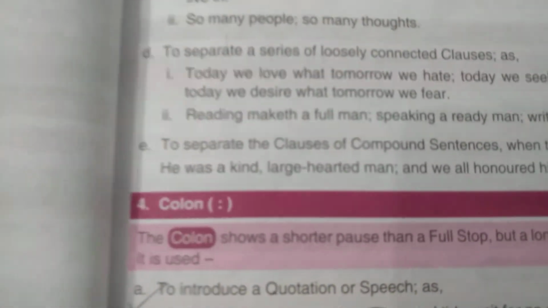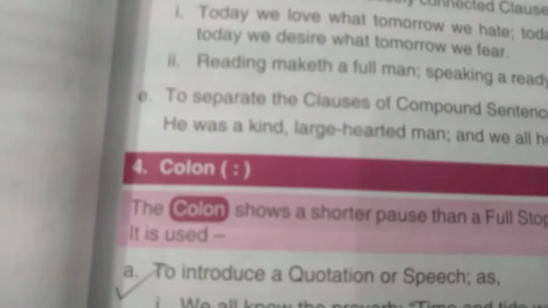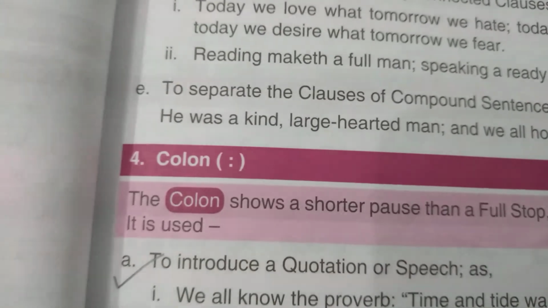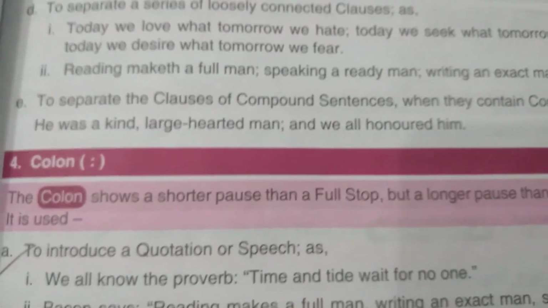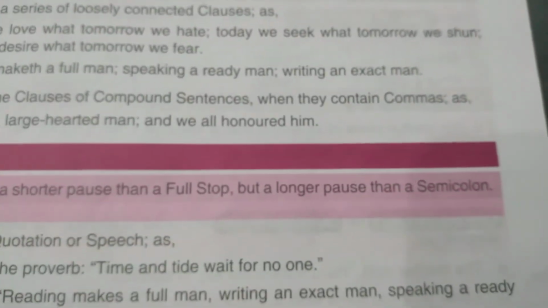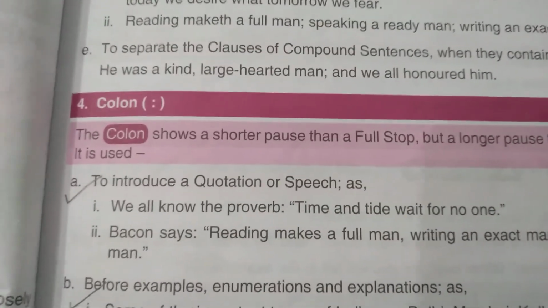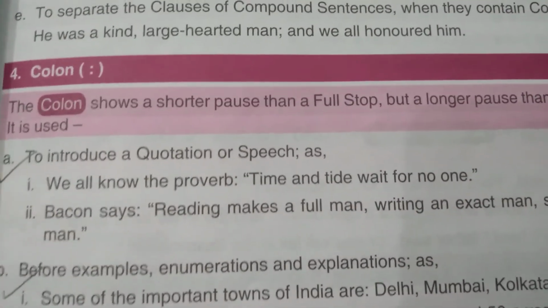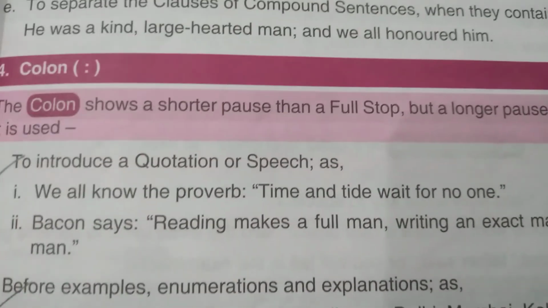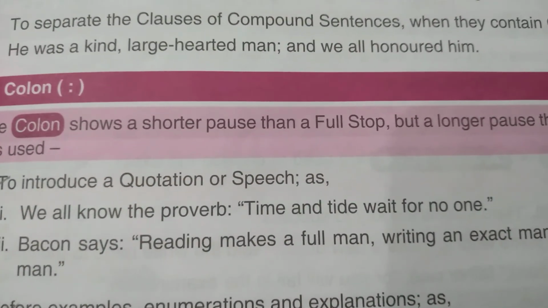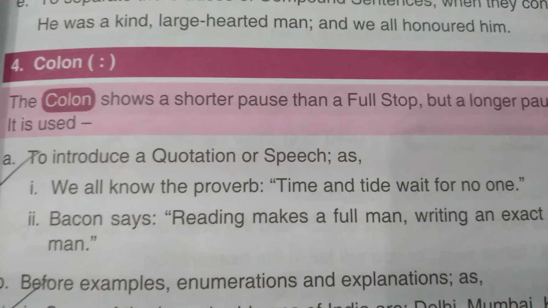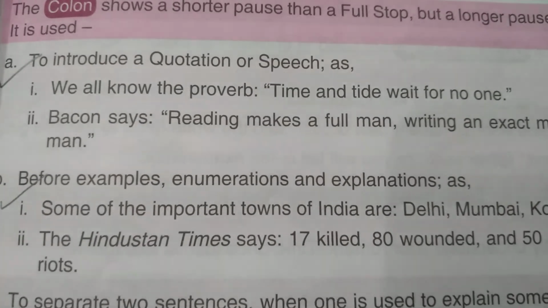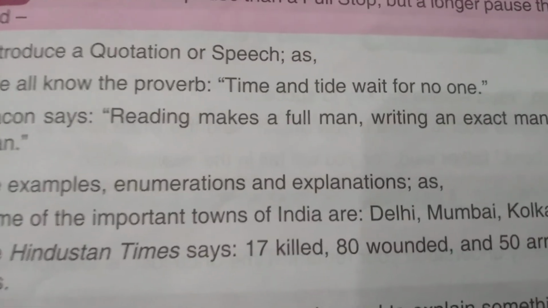Now, the next punctuation is the colon. As we can see the symbol, there are two dots. The colon shows a shorter pause than a full stop, but a longer pause than a semicolon. Its use is to introduce a quotation or a speech. So, in direct speeches, either we can use a comma to introduce a quotation, or we can also use the colon to introduce a quotation or a speech. And it is also used before examples, enumerations, and explanations.